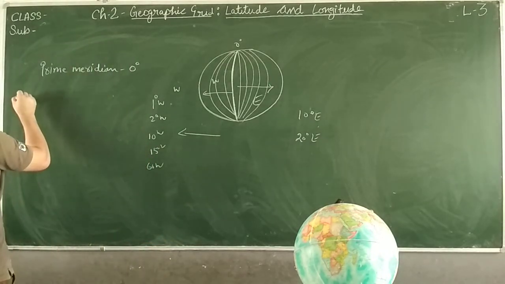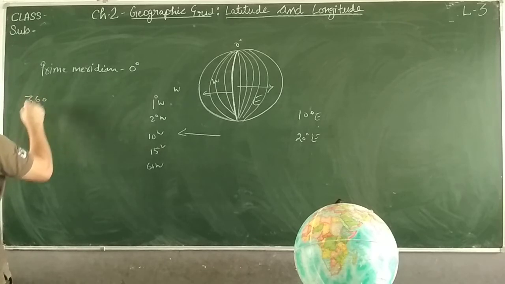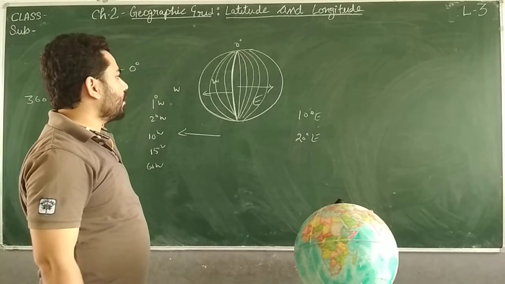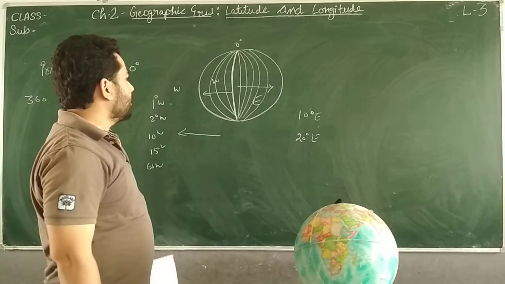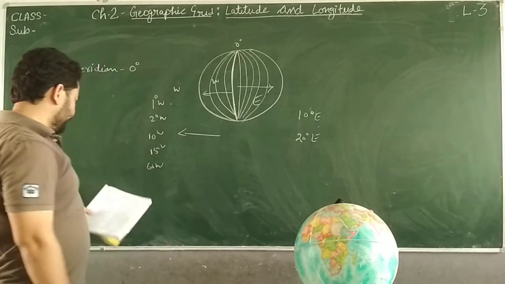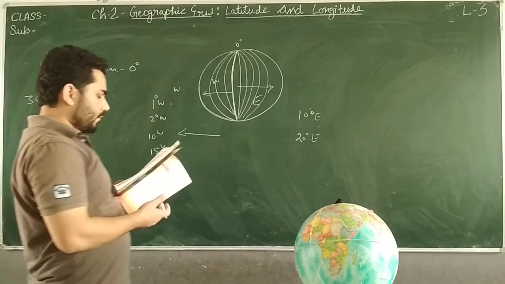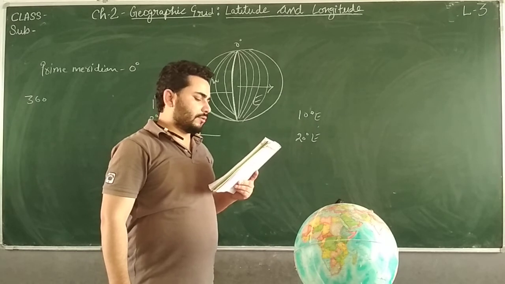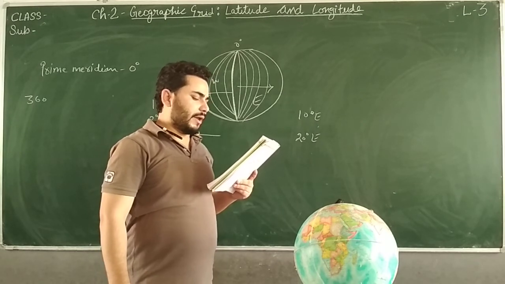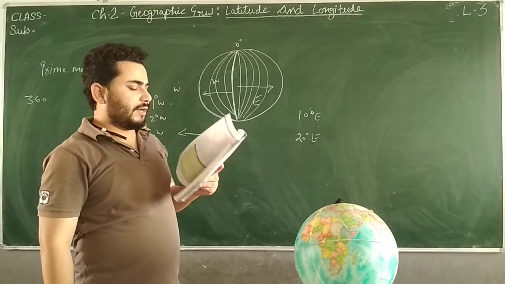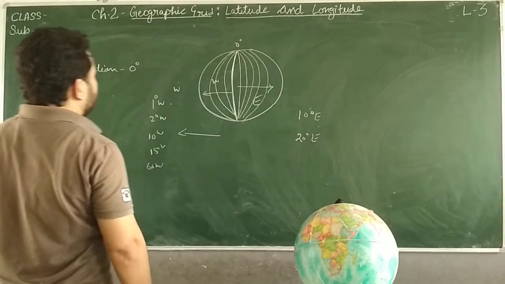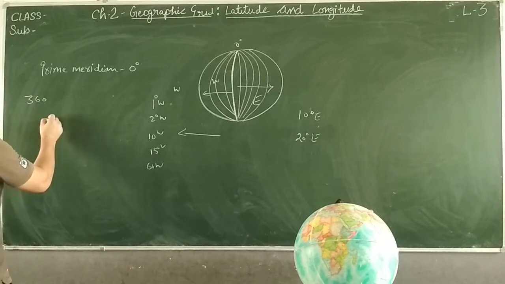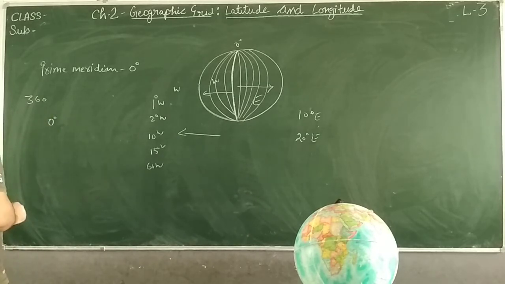There are a total of 360 lines of longitude at 1 degree interval, including 0. The lines of longitude are also called meridians of longitude. Meridian is derived from the Latin word. Now you will be confused, sir, why are these 360 including 0? It is 360 because we have the 0 degree prime meridian.